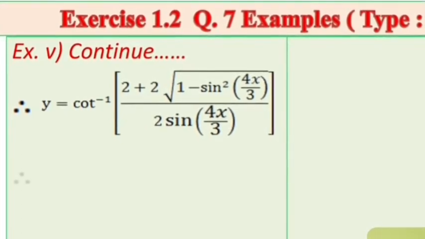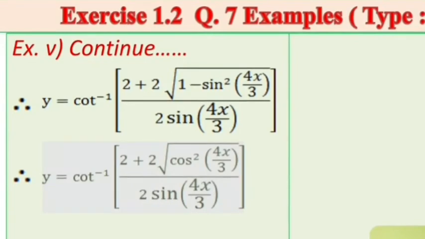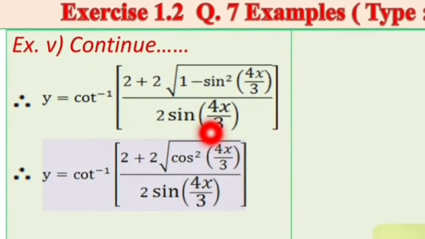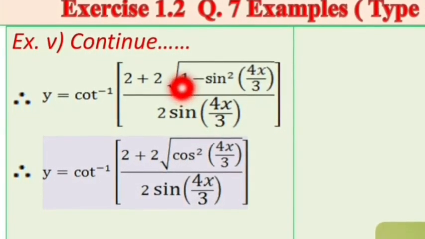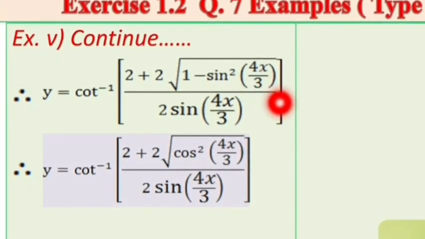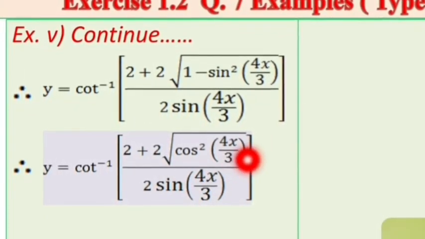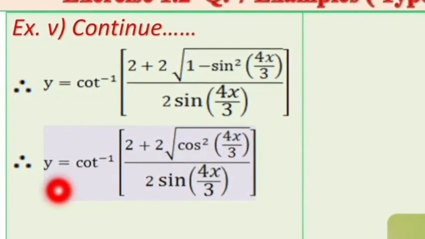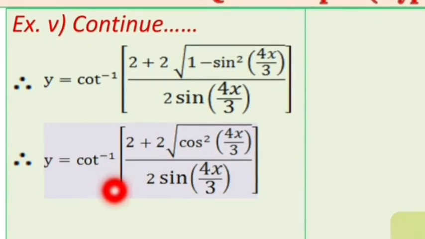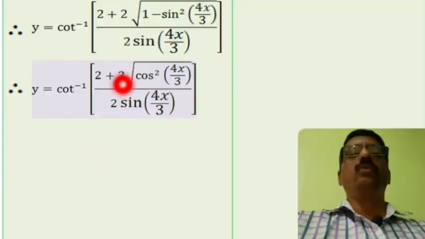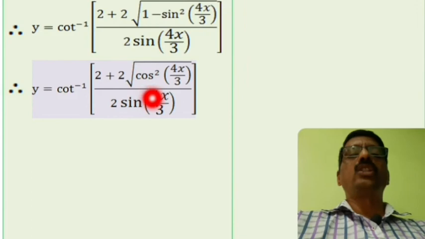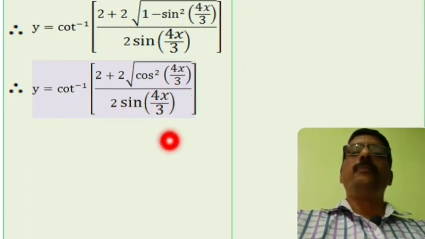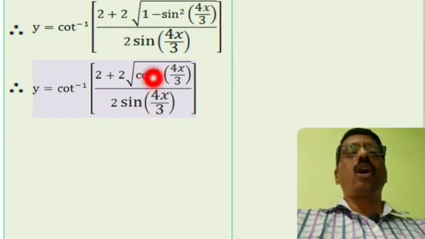Okay, now continue this example again. Therefore y equal to cot inverse of, again here we have to implement the formula. We know the formula, that is 1 minus sin square theta equal to cos square theta. Okay, we know that identity, and therefore the given function becomes y equal to cot inverse of bracket 2 plus 2 into root of cos square 4x upon 3, whole divided by 2 into sin of 4x upon 3. Okay, now here is cos square and square root that become cancel.